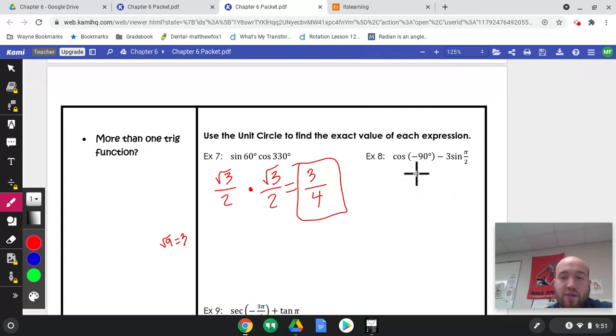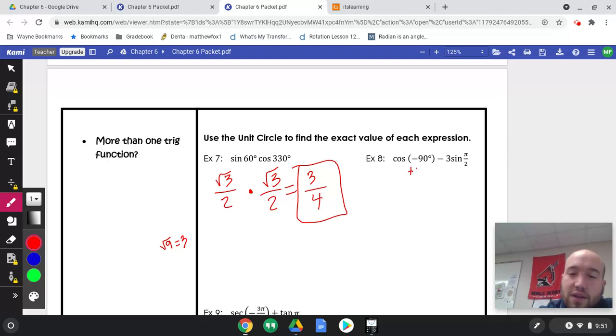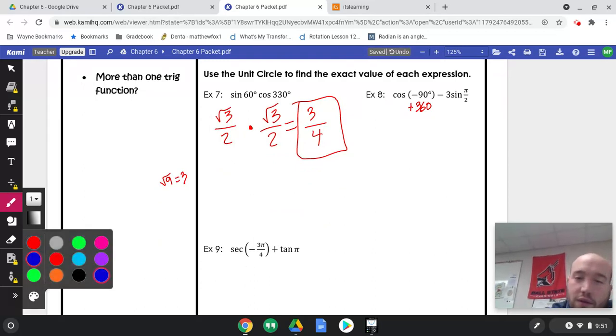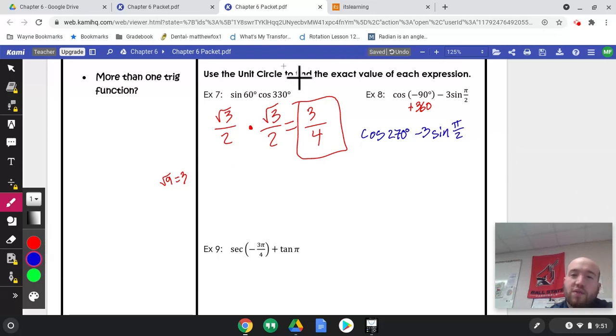So let's start off with negative 90 degrees. Let's take care of that. So let's add 360 here. And we're going to be left with the cosine of 270 degrees minus 3 times whatever the sine is at pi over 2. Okay, so now cosine of 270.